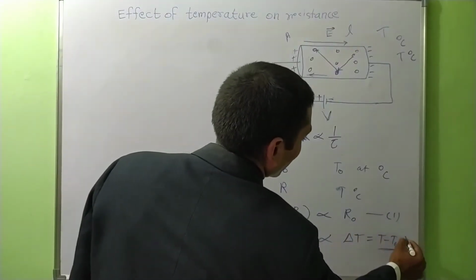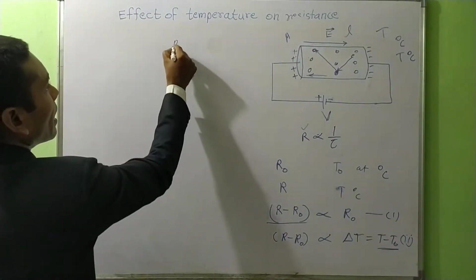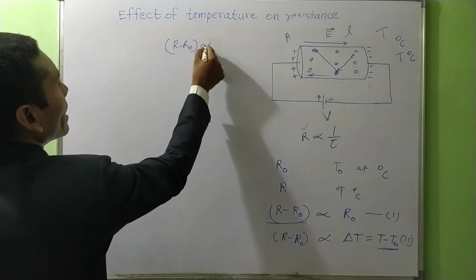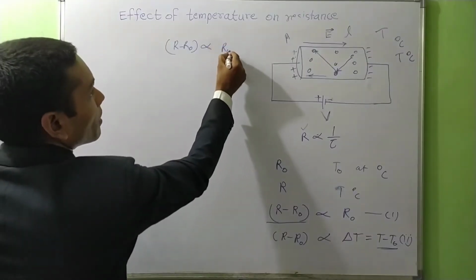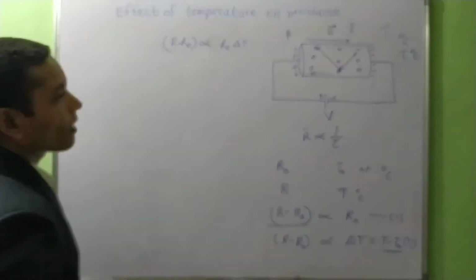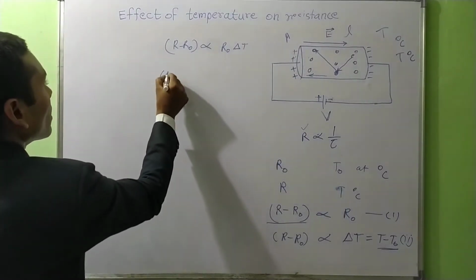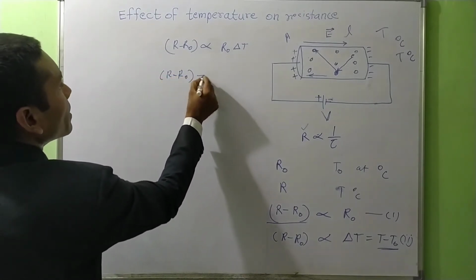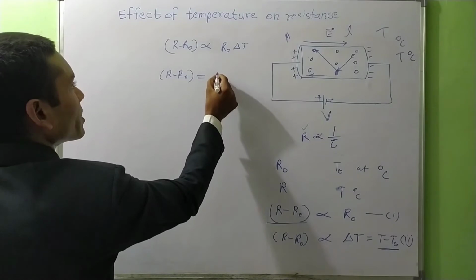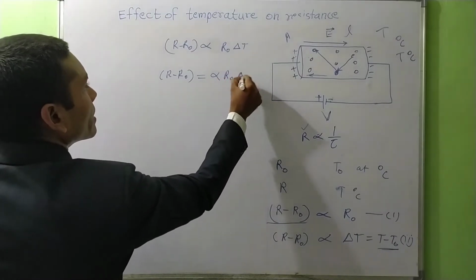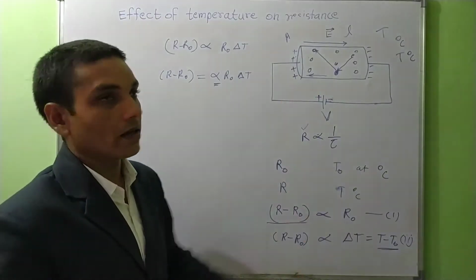On combining both, this is first, this is second. Here R minus R0 is directly proportional to R0 into del T. Or R minus R0 equals, with the proportionality constant let it be alpha, alpha R0 del T. This alpha is the proportionality constant, and this alpha is called the temperature coefficient of the conductor.